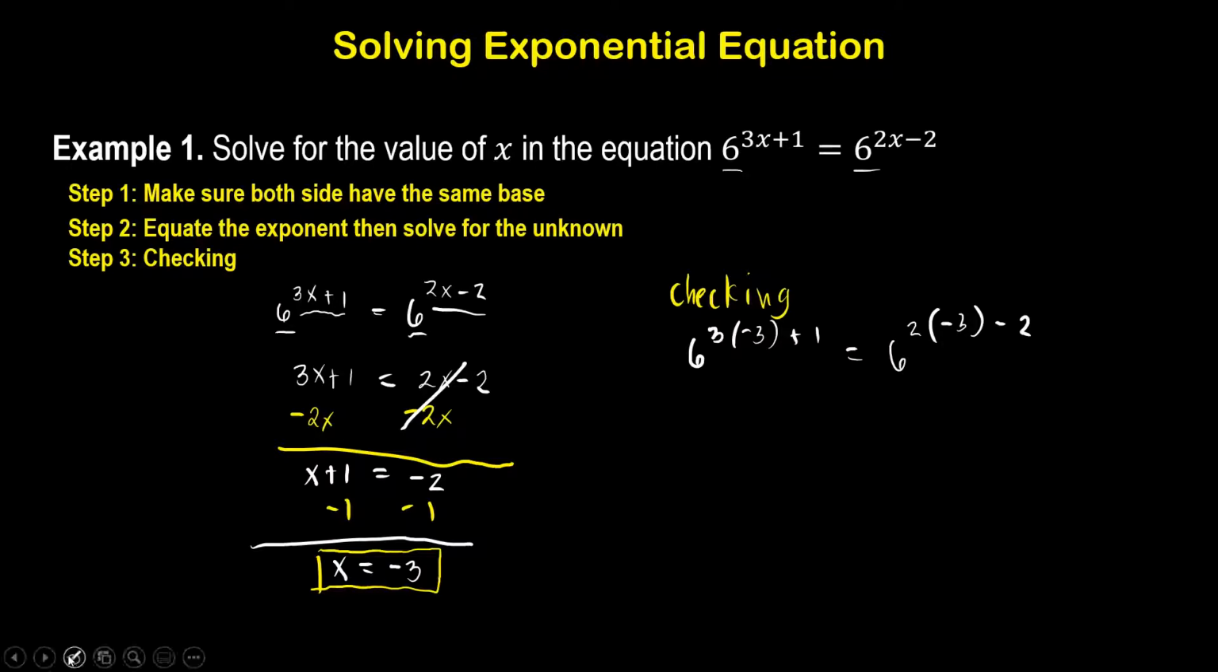Okay, so let's simplify both sides. Here we have 6 raised to 3 times negative 3. This is equal to negative 9. Plus 1 is equal to negative 8. And on the right side, we have 6 raised to 2 times negative 3 is equal to negative 6 minus 2 is also equal to negative 8. Now, as you can see, equal yung left at saka right side natin. So, therefore, yung value ng x natin is equal to negative 3. So, that's our answer for example number 1.